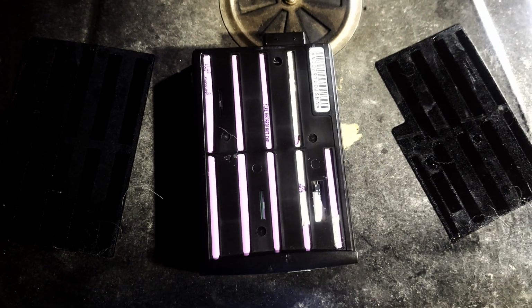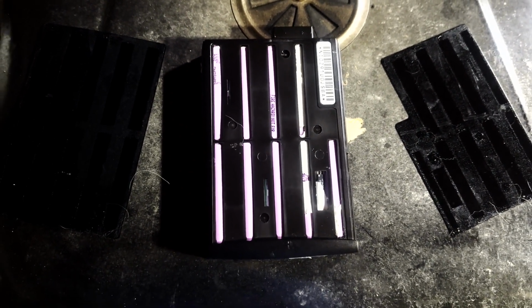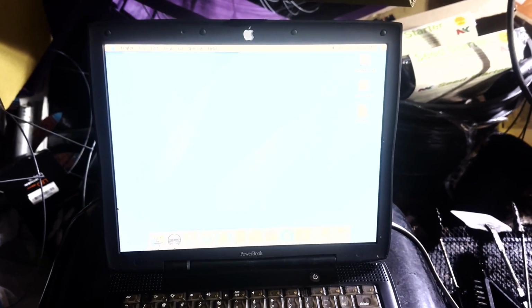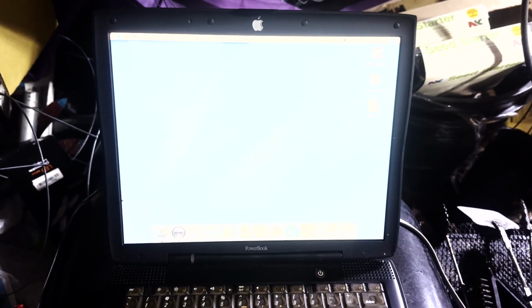Look at that. Now we're cooking. Not literally, but that is a success, I believe. I'm going to charge it a little bit more.